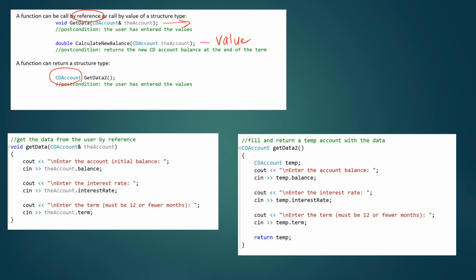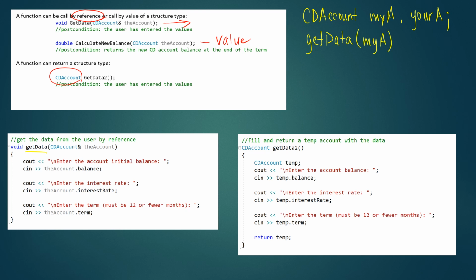So let's go through these different functions here. So let's assume that I have declared two CD accounts, my account and your account. And I want to fill them with user input. The first way I could fill it with user input is I could call this getData function right here, getData, and pass it my account.